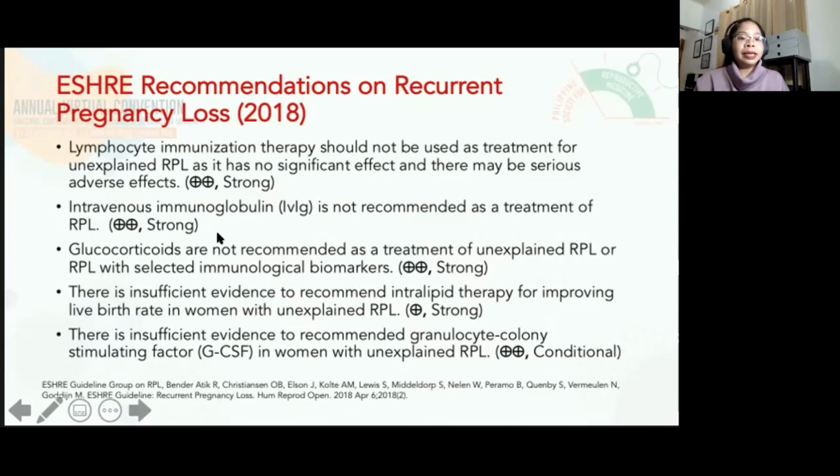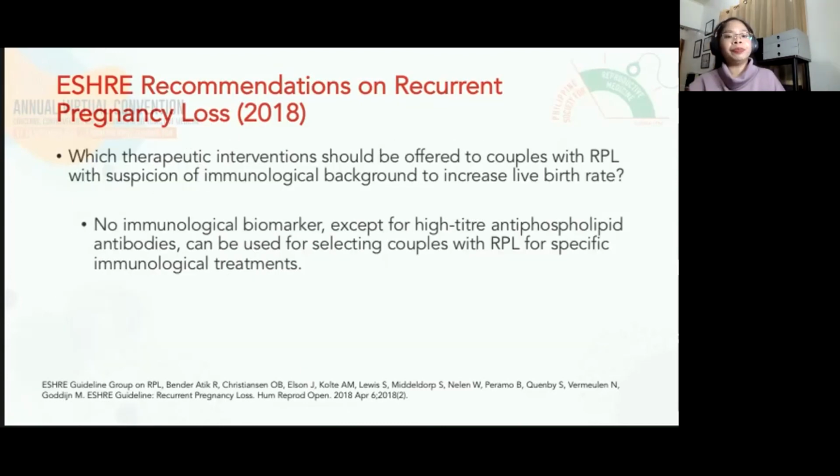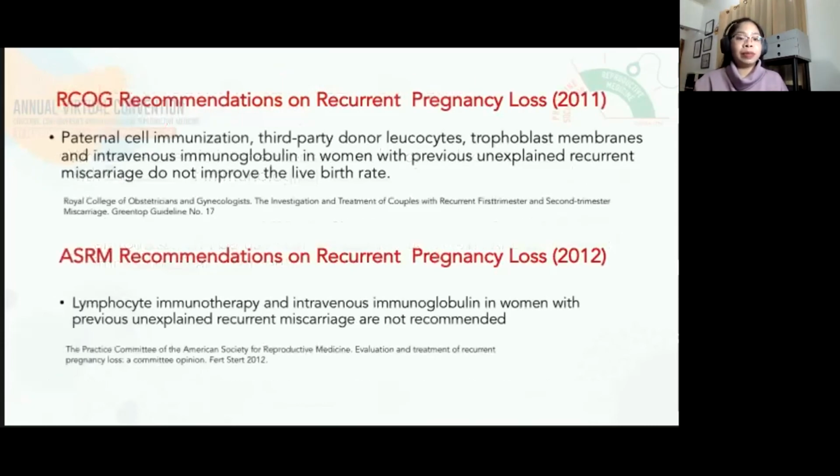ESHRE also recommends against the use of IVIG as a treatment of RPL. They also recommend against the use of glucocorticoids as treatment of unexplained RPL. ESHRE also says that there's insufficient evidence to recommend intralipid therapy for improving live birth rates in patients with unexplained RPL. So we also look at RCOG recommendations, and RCOG states that paternal cell immunization, third-party donor leukocytes, trophoblast membranes, and intravenous immunoglobulin in women with previous unexplained recurrent miscarriage do not improve live birth rates.